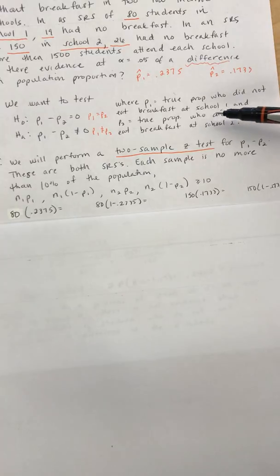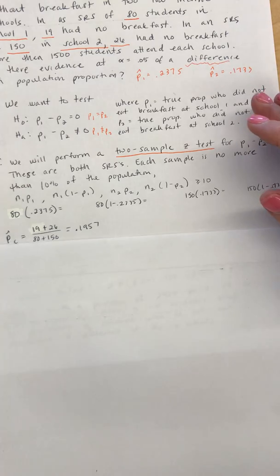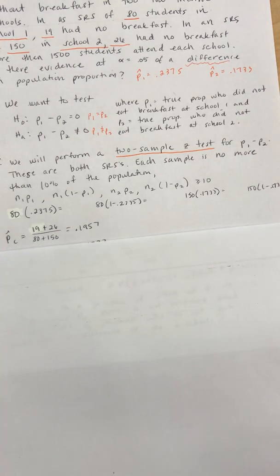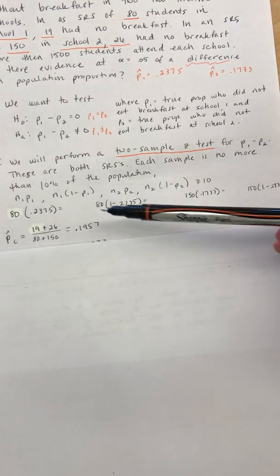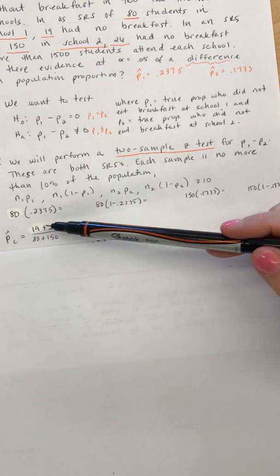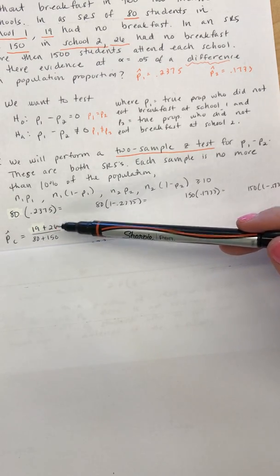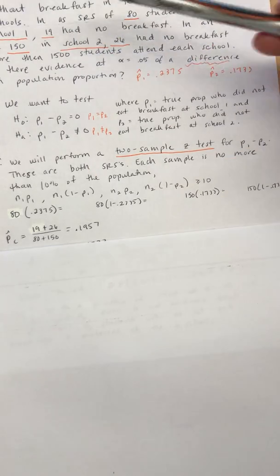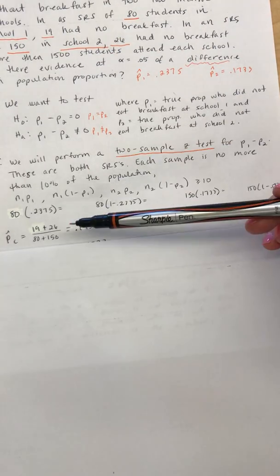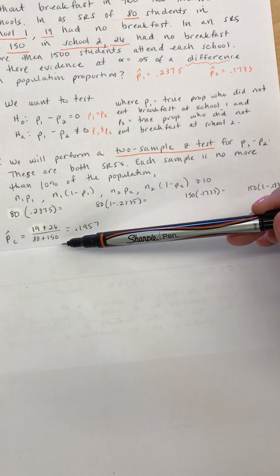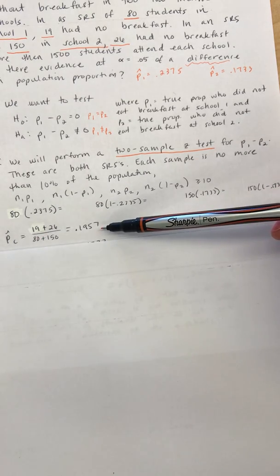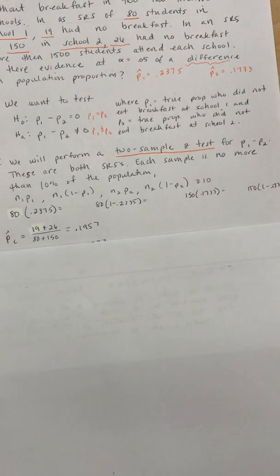All right, so I've stated my hypothesis, I am forming a plan, I've checked conditions, and I'm feeling good about moving forward. So I'm going to get P sub C, which is my pooled proportion. So I added my 19 and my 26 in the numerator, right? It's the total number of successes. At school 1 it was 19, at school 2 it was 26, over the total number of students that were surveyed, which was 80 plus 150, and my P hat sub C is 0.1957.